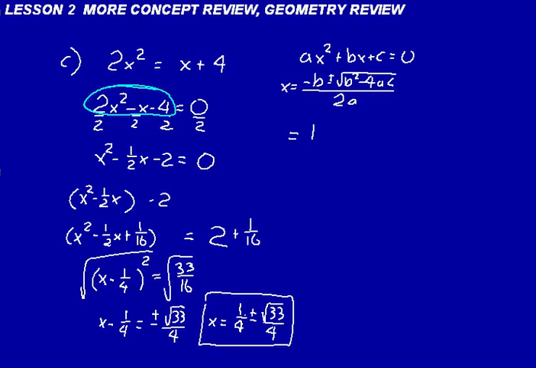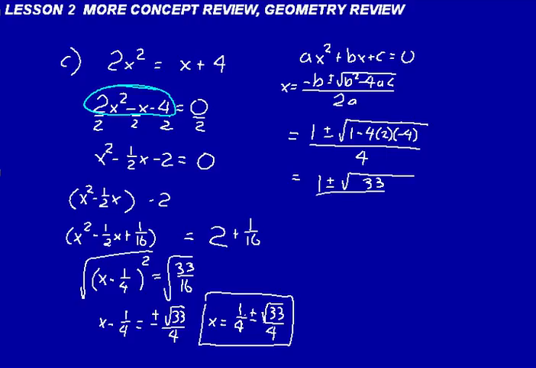Negative b, that would be a positive 1, right? Because we're doing negative times negative 1. Plus or minus the square root of b squared, which would just be a 1, minus 4 times a, which is 2, times c, which is negative 4. All of this over 2a, which would just be 2 times 2, or 4. So we have 1 plus or minus the square root of 1. We have two negatives there, so that'll be a positive 8 times 4. 1 plus 32 is 33 over 4.